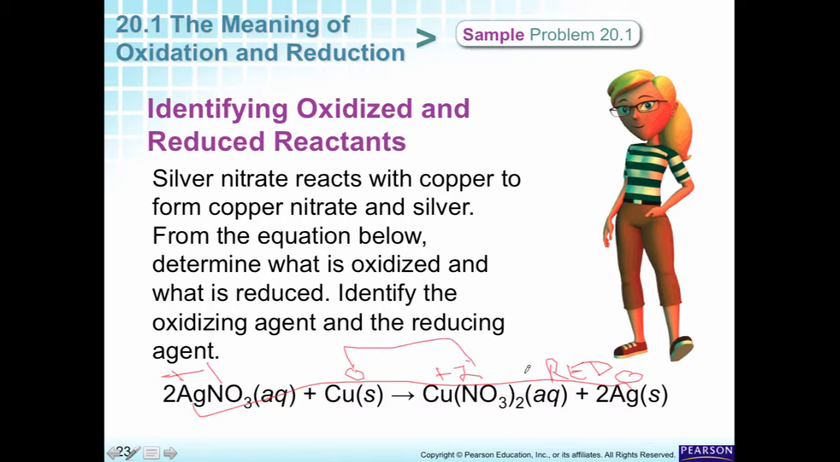What's happening there? Reduction or oxidation? Decide. It's one of those two things. Oxidation. You sure about that? Yes. Why? I don't know. Who can help them out? Why? They lose electrons. It got more positive, so this must be oxidation.